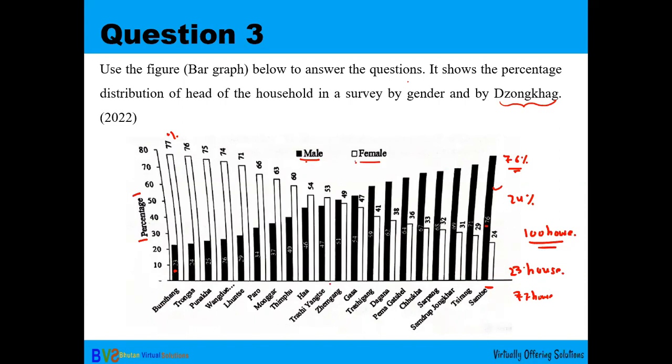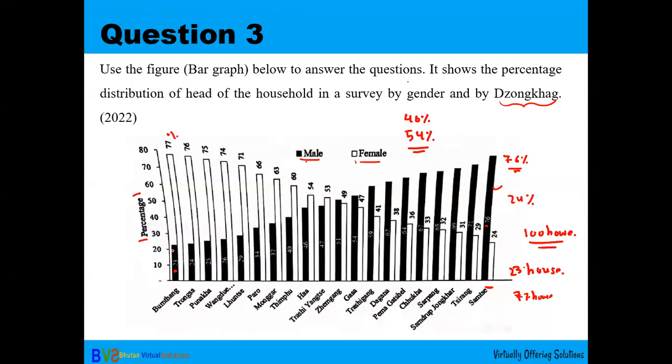Now let us see for Haa. Haa has male 46%, female 54%. Now, what does it mean? Here the head of the household is mostly female, because it is 54%. Now, 54% of the households in Haa have a female head of the household, whereas 46% are male. All right.